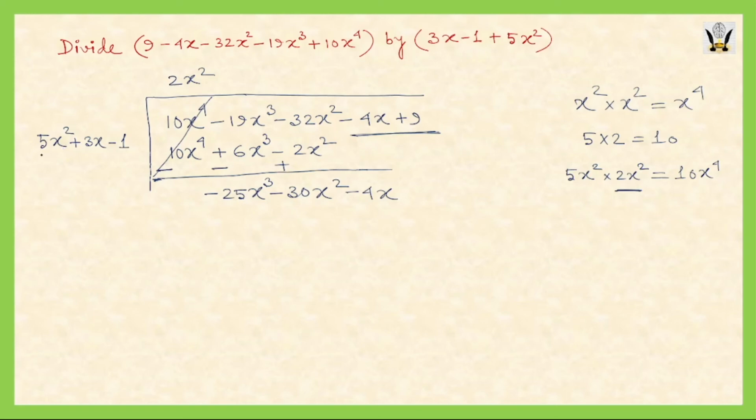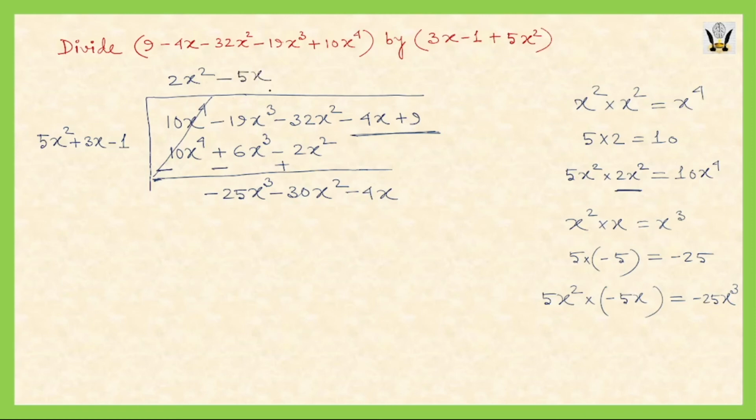And here the coefficient is 5, here it is minus 25. So x with x square, if we multiply x, then it becomes x cube. And with 5, if we multiply another minus 5, then that result becomes minus 25. That means with 5x square, we have to multiply another minus 5x term to get minus 25x to the power 3. So the next term of the quotient will be minus 5x, because this is the factor that we are multiplying by.